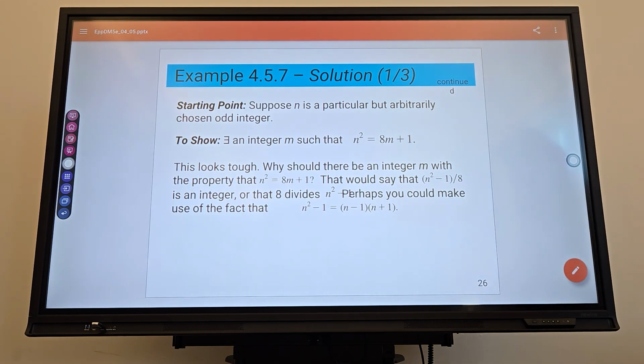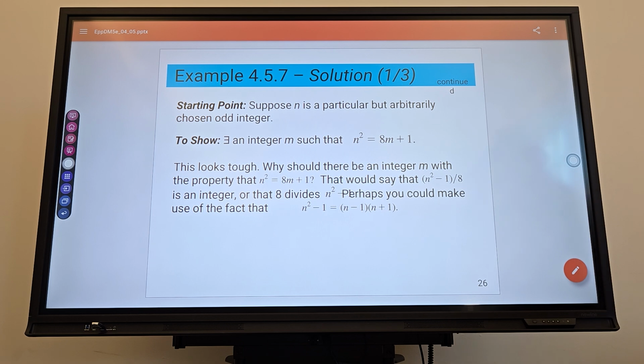Suppose n is a particular but arbitrarily chosen odd number, and show that there exists an integer m such that n squared equals 8m plus 1. That would say that (n squared minus 1) divided by 8 is an integer, or that 8 divides n squared minus 1.